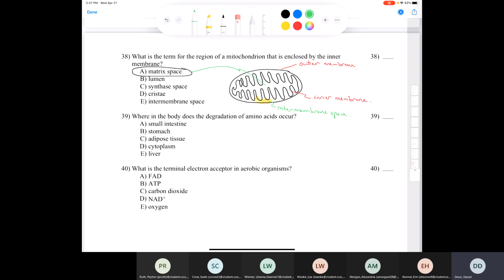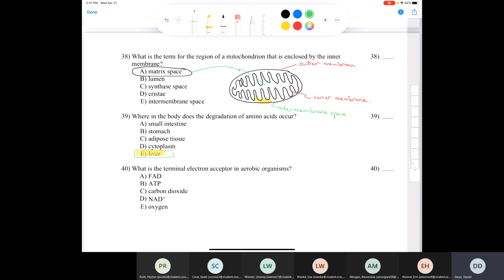All right, where in the body does the degradation of amino acids occur? This is one of those questions where you just kind of have to read it and just have some of these facts memorized. And the degradation of amino acids actually occurs in the liver. So it doesn't occur in the cytoplasm, fat tissue, or adipose tissue, the stomach or small intestine. It takes place in the liver.